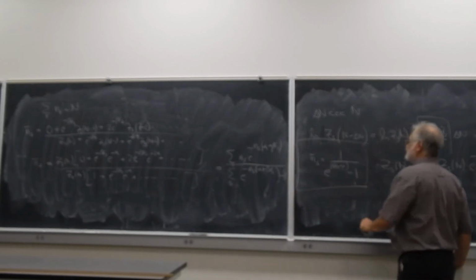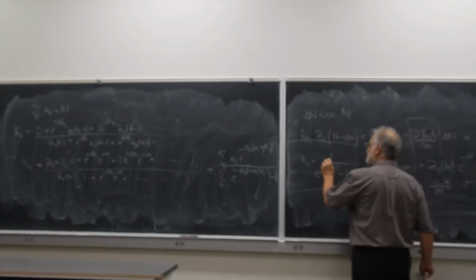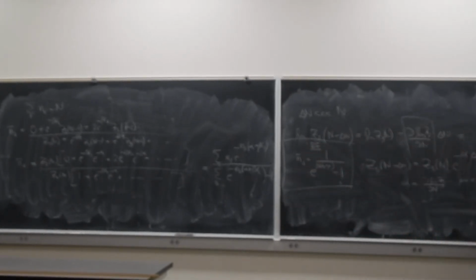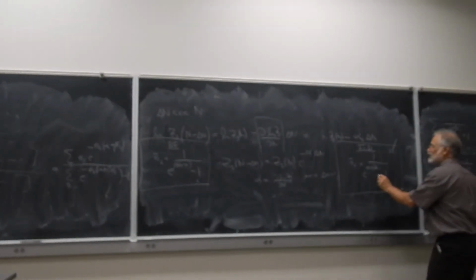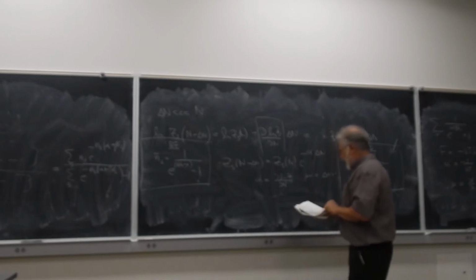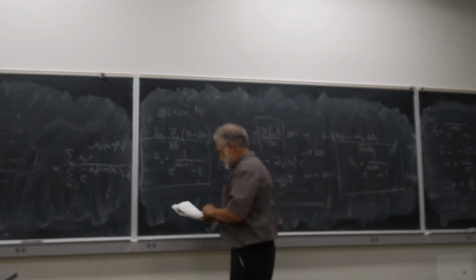Notice the difference between the distribution function for Bose-Einstein and Fermi-Dirac. It's a minus sign, but it's an extremely important minus sign. You see, we have a plus 1 down here, we have a minus 1 down here, and that has made all the difference.